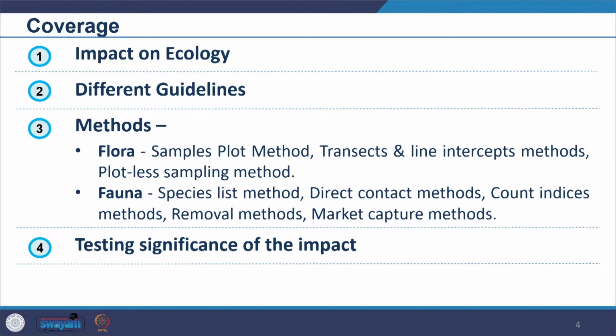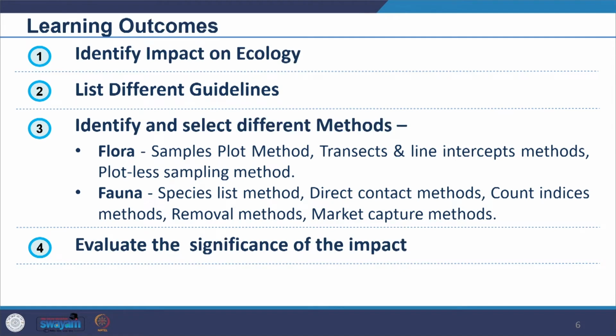So the expected learning outcome is that you should be able to identify different impacts on ecology. What are the direct impacts, what are the indirect, what are residual and cumulative impacts, and then you should be able to identify different types of impacts. Further, you should be able to list different guidelines which are available, and then you should be able to identify and select different methods available for assessing flora, fauna, what kind of impacts are happening, and then you should be able to identify methods used for evaluation purpose of testing the significance of the impact.